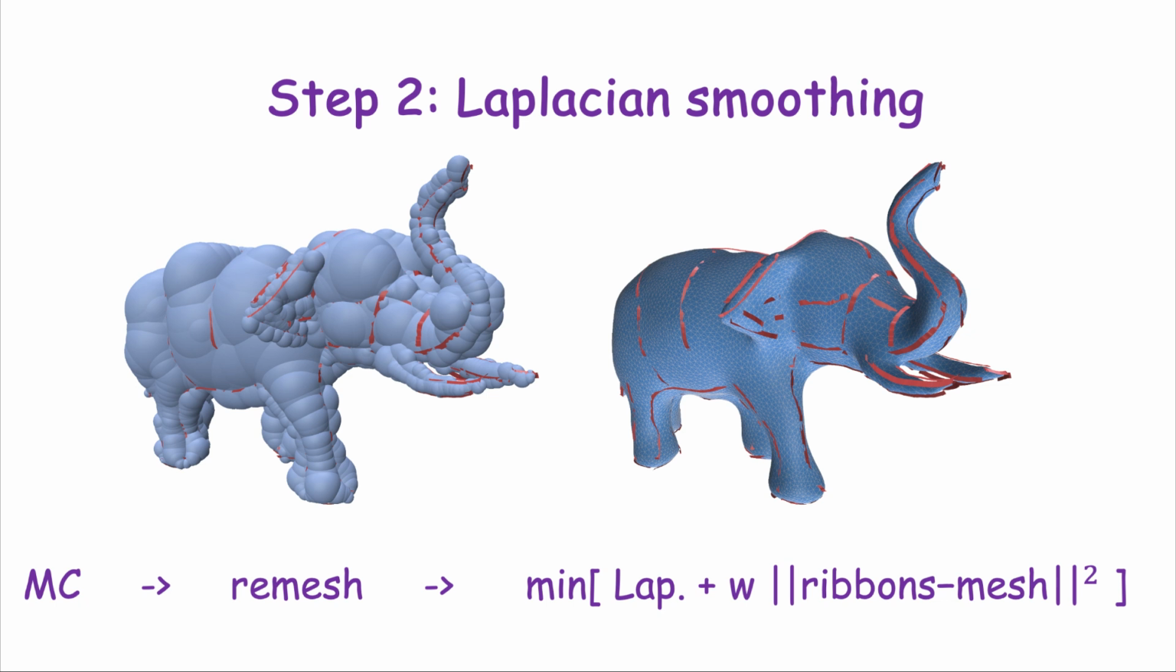To produce the shape that the user sees, we first extract a mesh from the proxy using the marching cubes algorithm, and then remesh it to improve its regularity. Next, we deform the mesh by minimizing two terms, a Laplacian smoothness term and a squared distance to the input ribbons. The Laplacian ensures smoothness, while the distance term acts as a soft interpolation constraint.